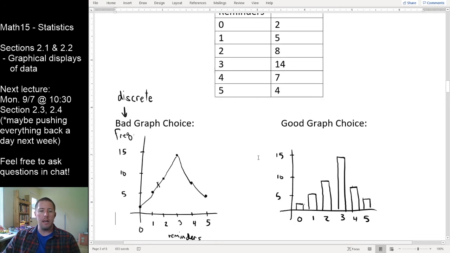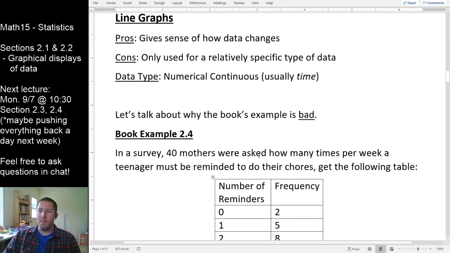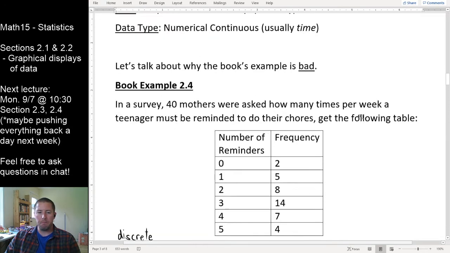If it was continuous data, like time often is, which is why I think that our line graphs are best done as time series graphs. Time is almost always a continuous variable. And so in a lot of those cases, it makes a lot more sense for us to connect those with lines. We'll come back to this one here in a little bit.